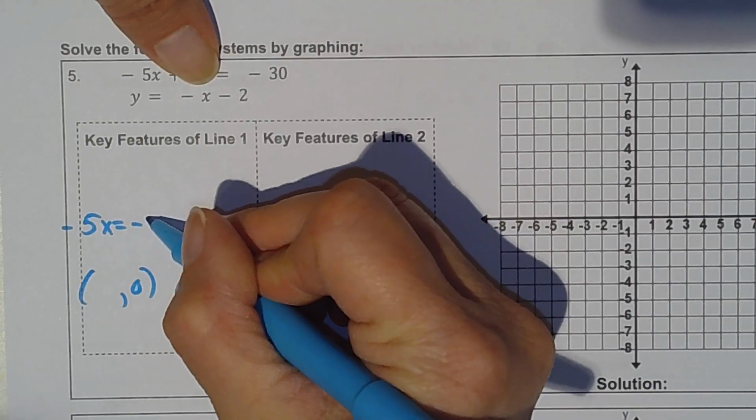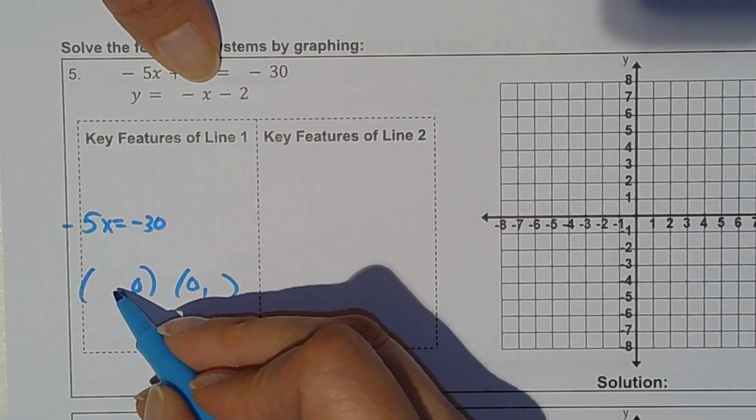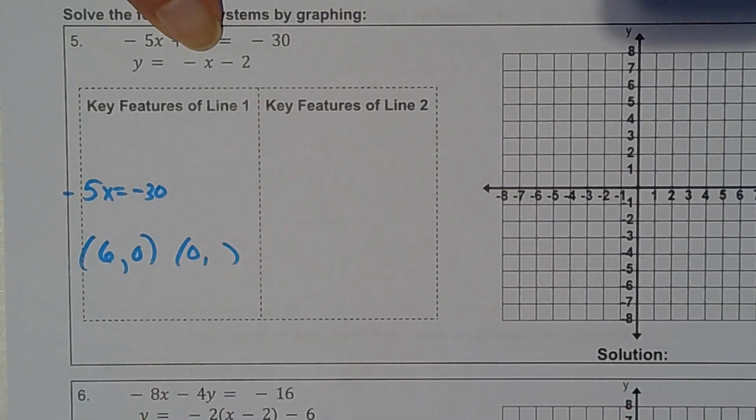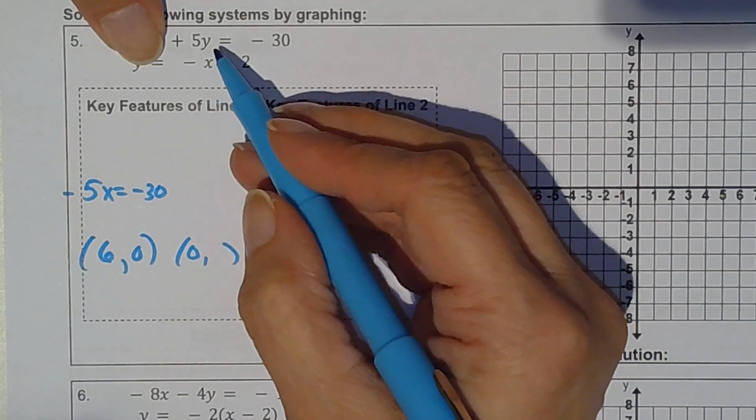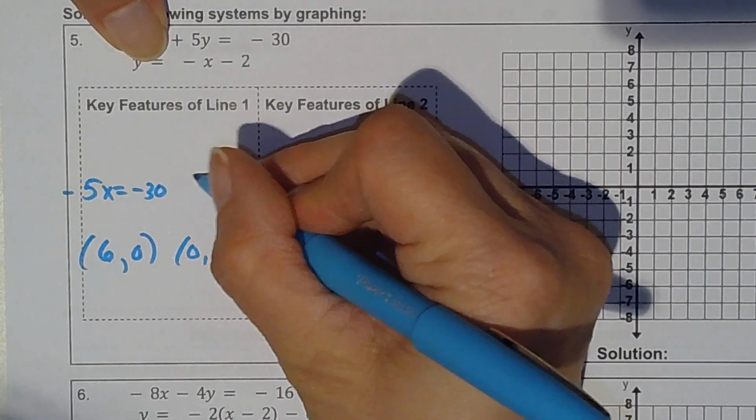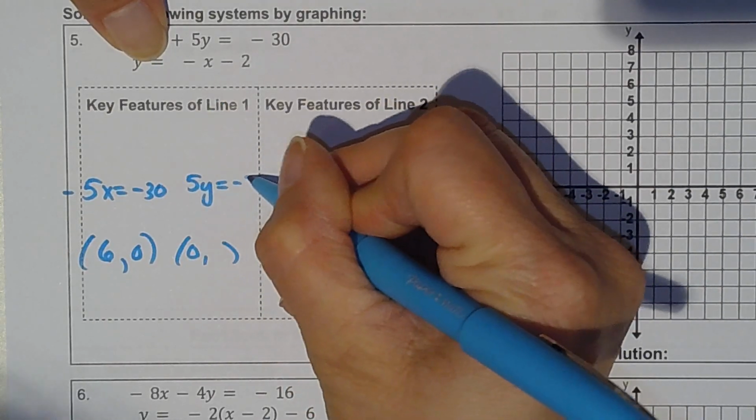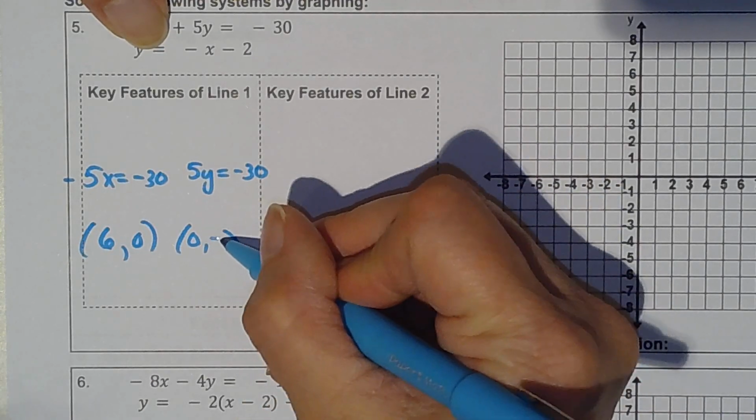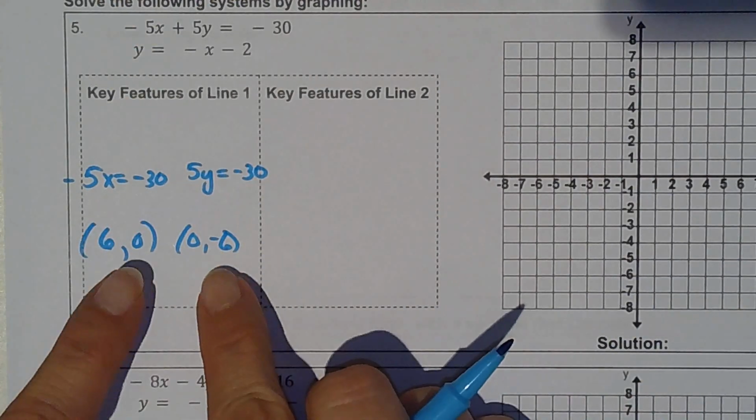-5x equals -30. And what is the x number? 6. Now let's cover up x and find the y number. That's a +5y equals -30. And the y value is -6. So these are 2 points.